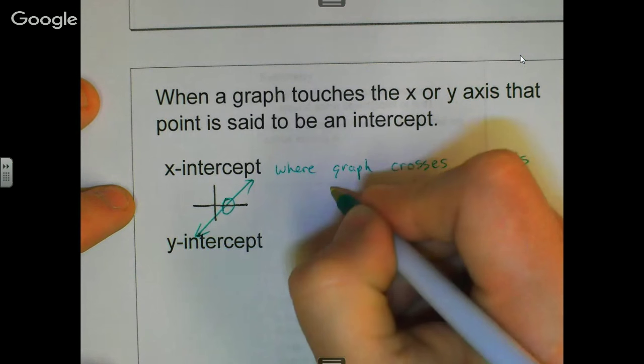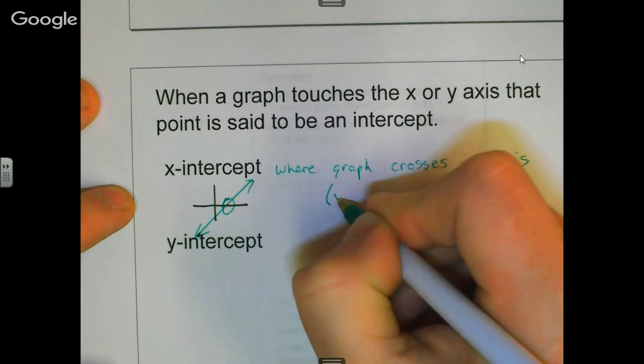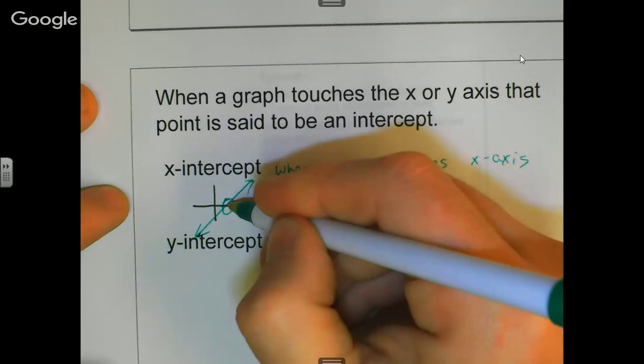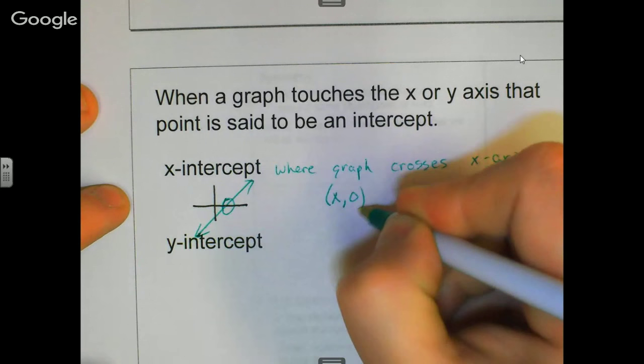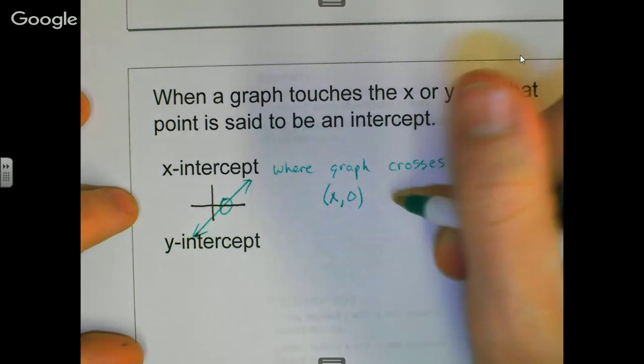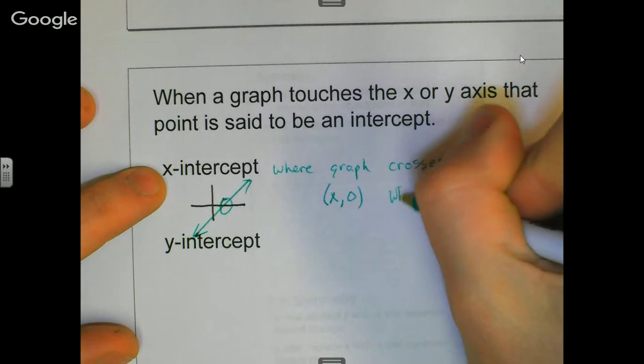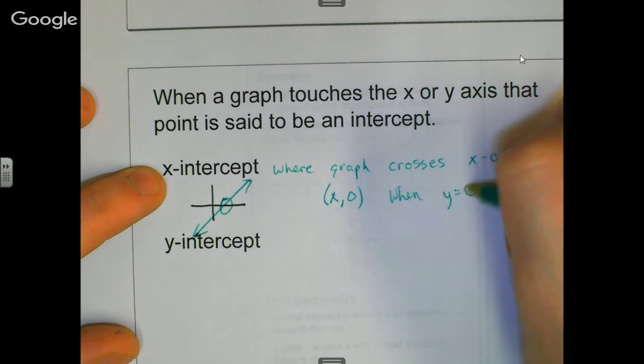Now, at that point, we'll have some x-coordinate, but y-coordinate, we're on this axis, so my y-coordinate is 0. So the x-intercept is also when y equals 0.